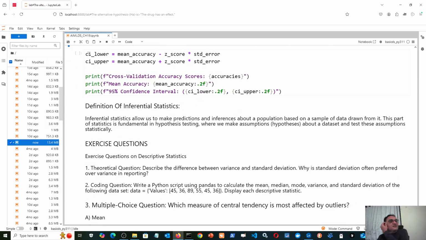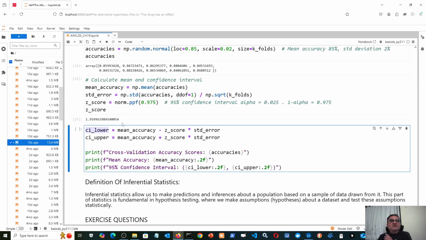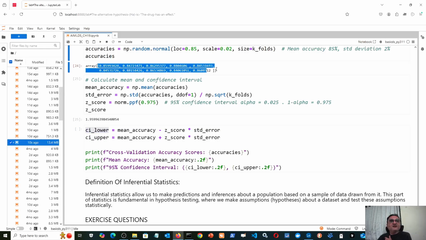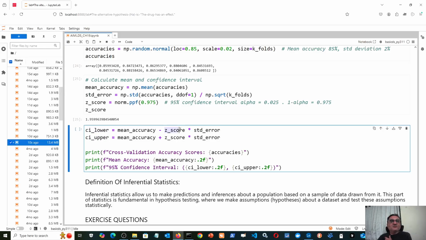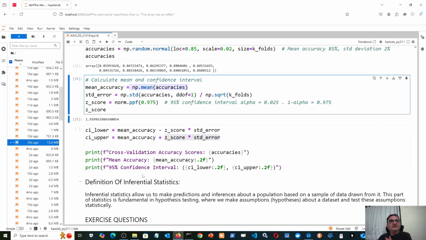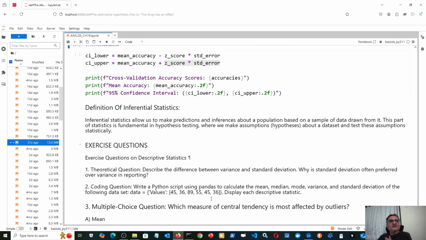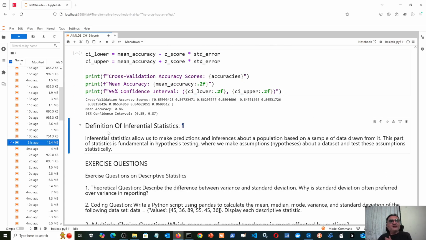Now here the confidence interval lower is equal to the mean accuracy of these 10 splits minus z-score multiplied by standard error, and upper is equal to mean accuracy plus z-score multiplied by standard error. Mean accuracy you have found here, z-score you found here, and standard error also you found here. So you can use those values.